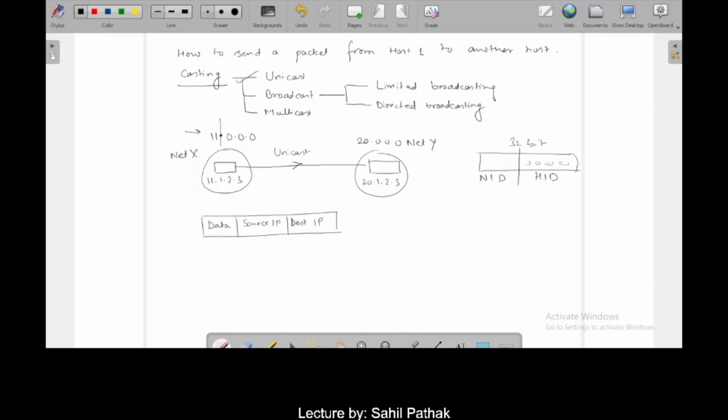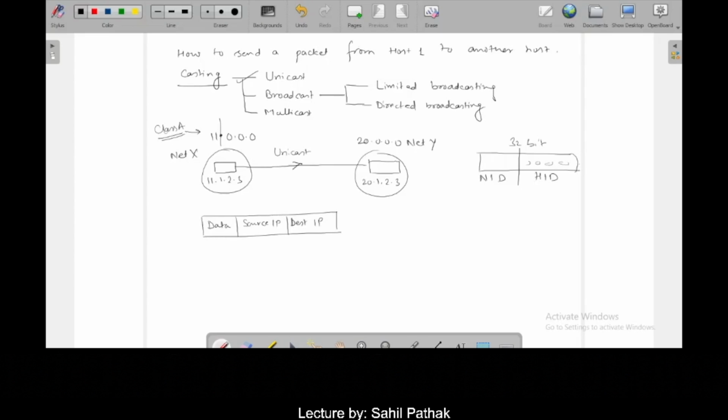So you can see over here, it is nothing but a class A address. We assume over here that it is a classful address. So in that case, this is a class A address which has 8 bits of network ID and then 24 bits of host ID. So for the IP address of network X, all the host ID part will be 0. And similarly, for network Y, we have the IP address 20.0.0.0.